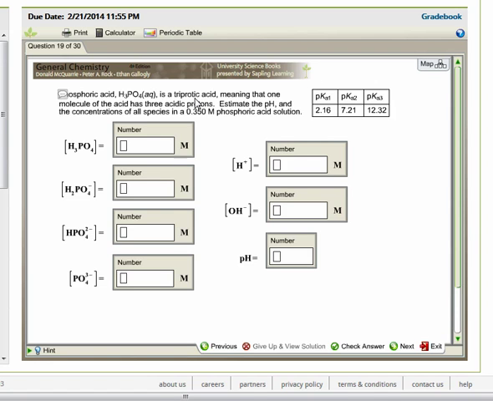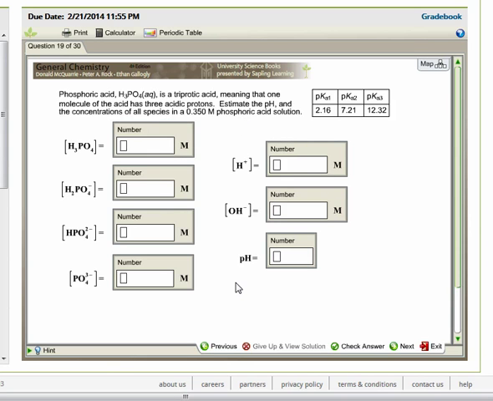In this problem, we are told we have a 0.350 molar solution of phosphoric acid. And phosphoric acid is a triprotic acid, meaning that it has 3 acidic protons and therefore undergoes 3 dissociations. And here are the 3 pKa values for those 3 different dissociations. We're asked to estimate the pH and the concentrations of all the species.